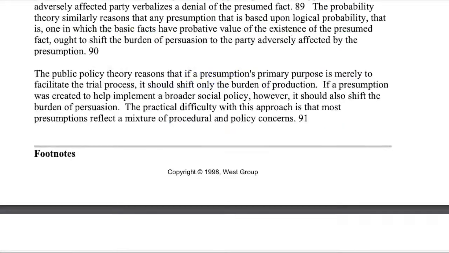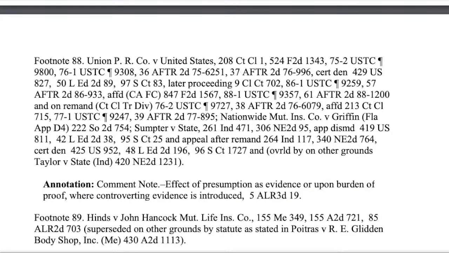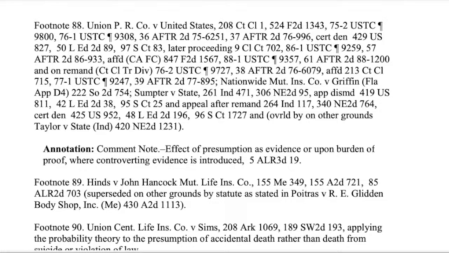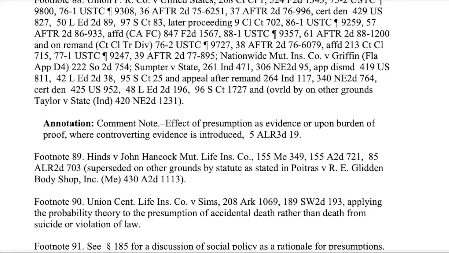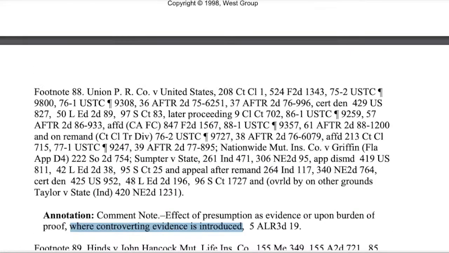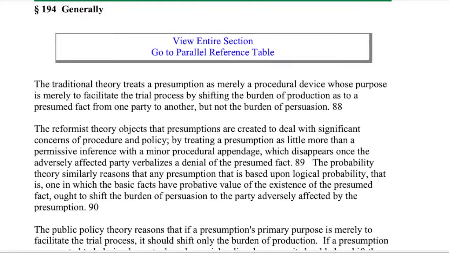So, footnote 88. Let's look this one over here. And, okay, too much there. Nationwide Mutual. Oh, here we go. Annotation, comment, note. Effective presumption is evidence or upon burden of proof where controverting evidence is introduced. Oh, okay. All right, let's just continue on the text.